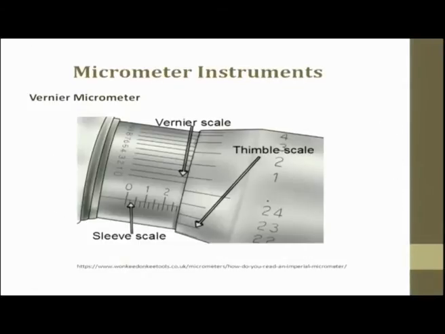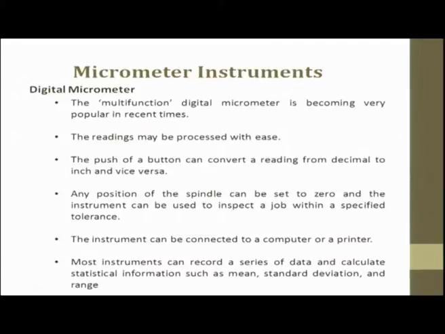So, this is the thimble scale, and here are the graduations, and here is the sleeve. The digital micrometer is the latest, which is there in order to get out of the ambiguity of measuring angle, if the principles are not followed. So, you might get two different values. In order to get out of it, we are nowadays using the digital micrometer.